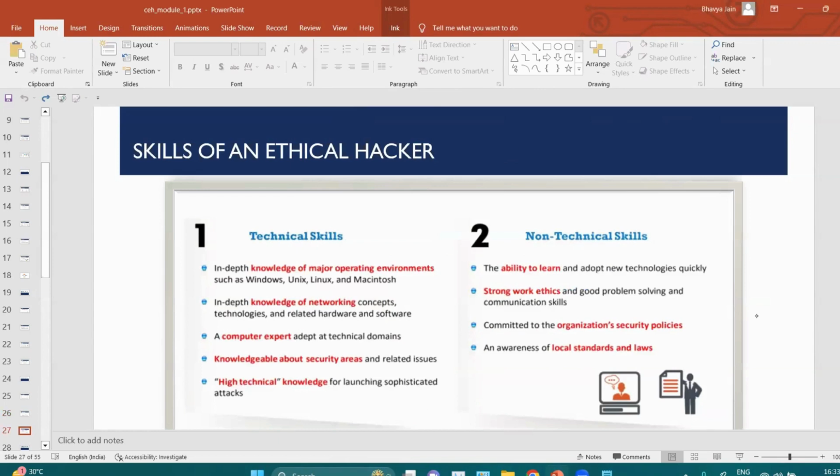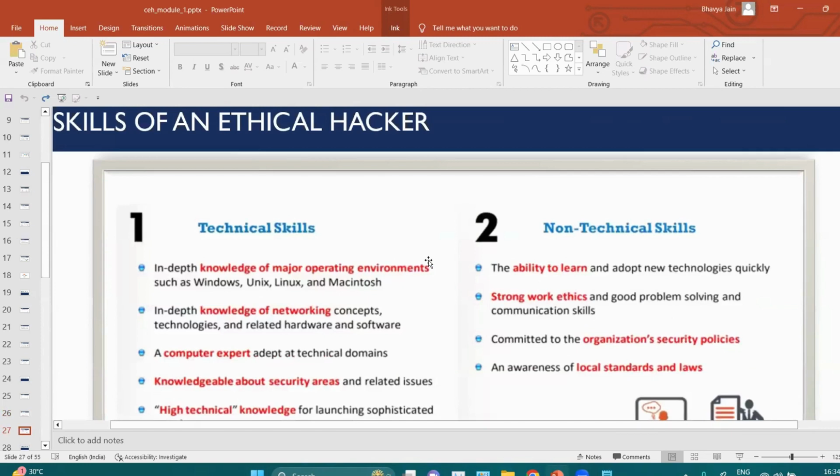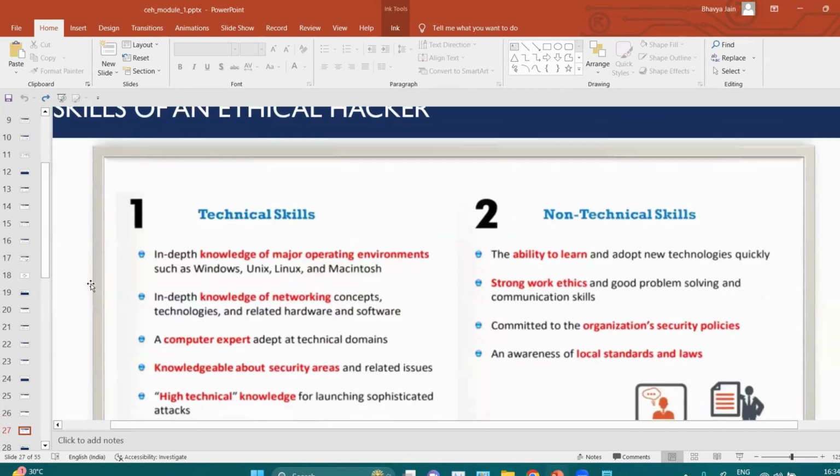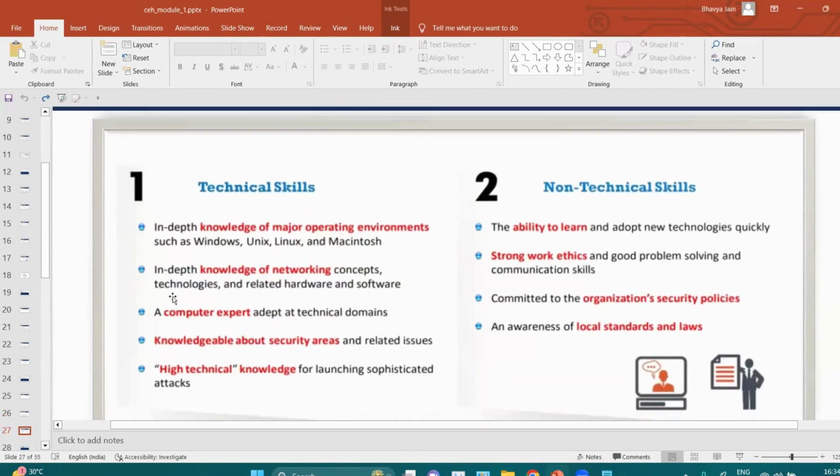Then what do we need as an ethical hacker? What kind of skills do we need? First we need technical skills, and second we need non-technical skills. For the technical side, we should know the architecture of Windows, Linux, Mac, and Unix. Second, we should know networking, hardware, and software, and be a computer expert in a technical domain, with knowledge of security areas and high technical knowledge.